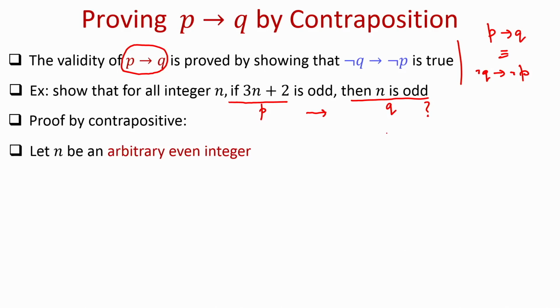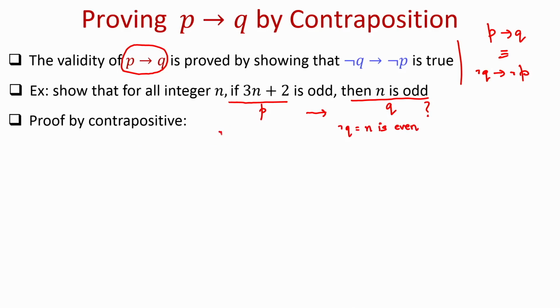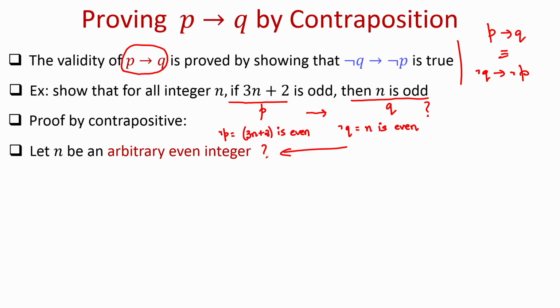What will be the negation of Q? The negation of Q will be n is even, and what will be the negation of P? The negation of P will be 3n plus 2 is even. So, now our goal will be to verify the implication in the reverse direction. We want to verify that if n is even, then we can come to the conclusion that 3n plus 2 is also even. If we can prove that, then that is equivalent to proving our original implication.